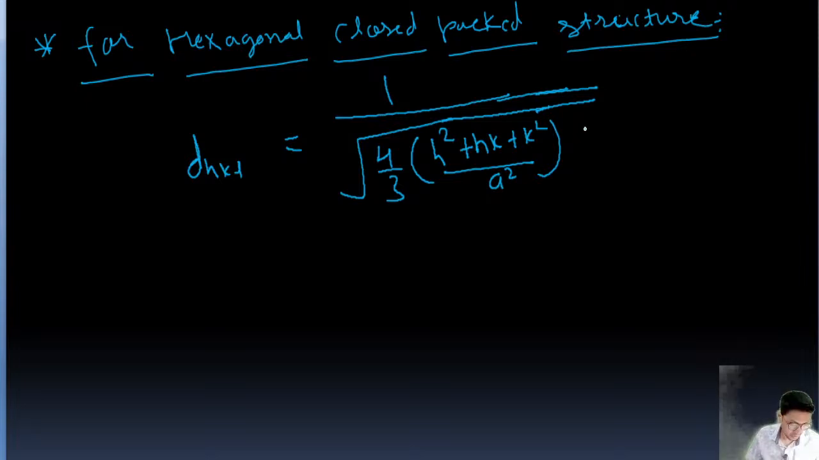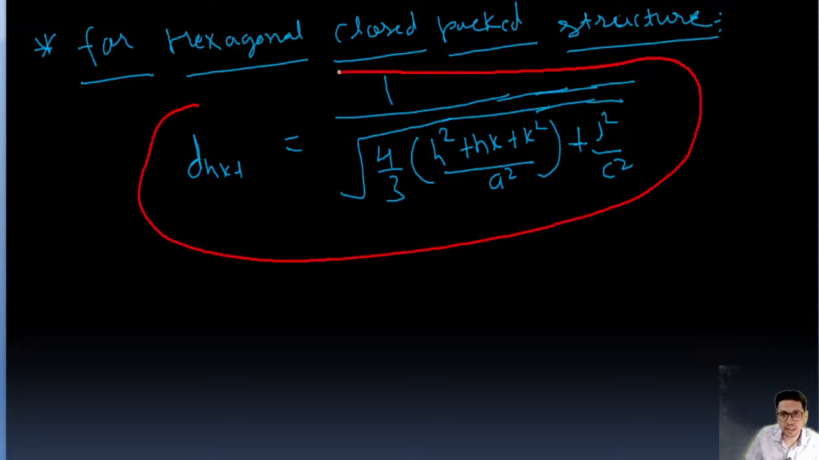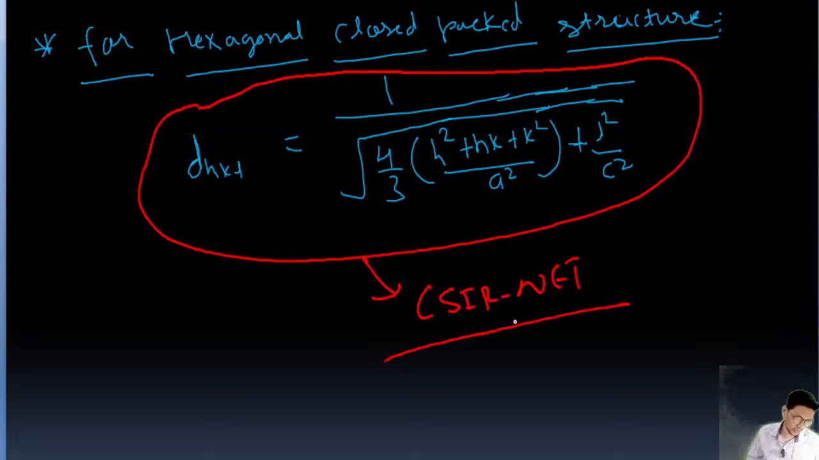Plus l square upon c square. This is a very important formula, guys. This is asked in CSIR NET as well. So for hexagonal close pack structure, the interplanar spacing, that is d_hkl, is 1 upon root of 4 by 3 (h square plus k square plus hk) upon a square, plus l square by c square. Important one.